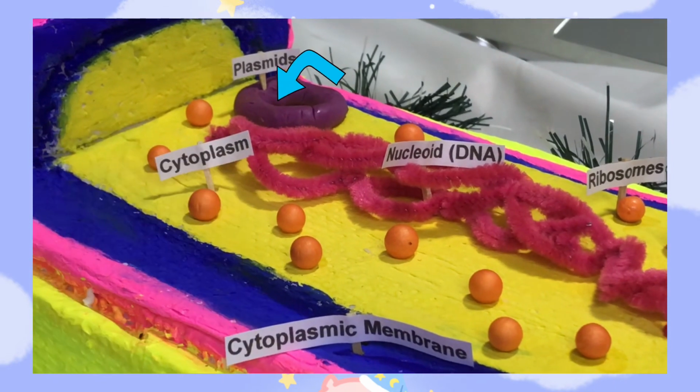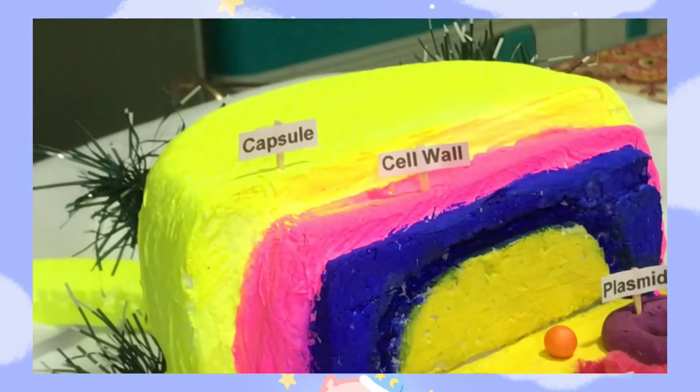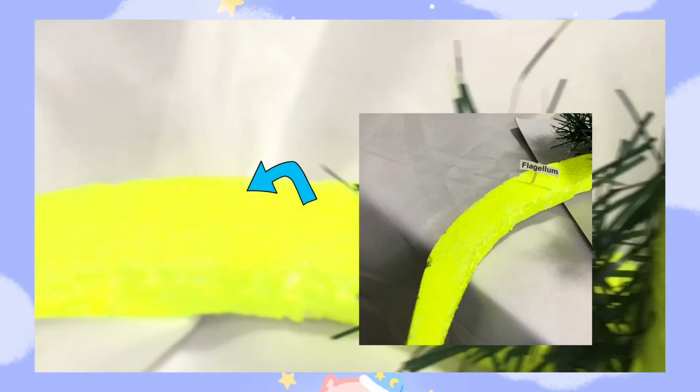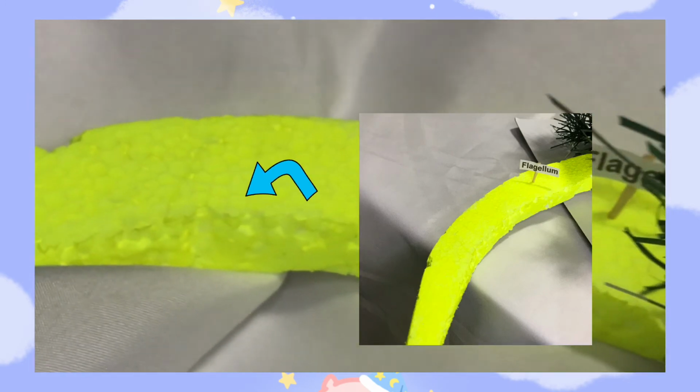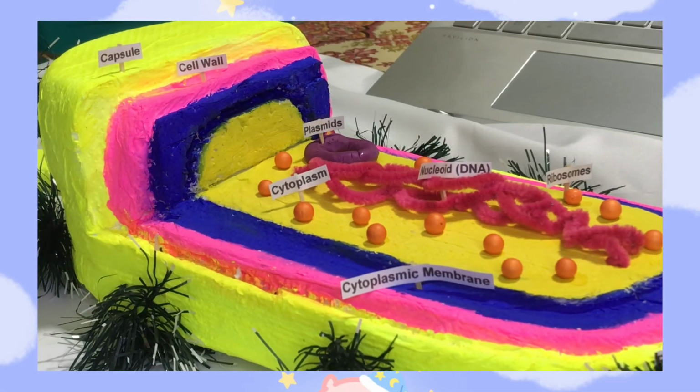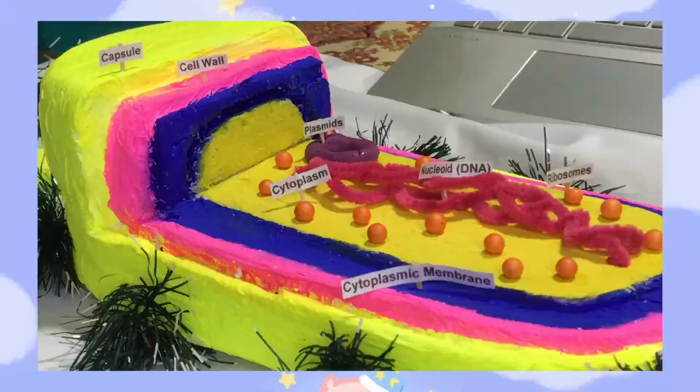Next one is the flagellum, which is the tail-like structure of the bacterial cell. Flagellum supplies a means of locomotion for those bacteria that have them. It also aids in taking away toxic chemicals. So that would be all for the parts of the bacterial cell.